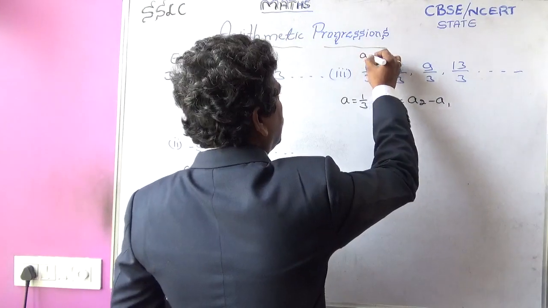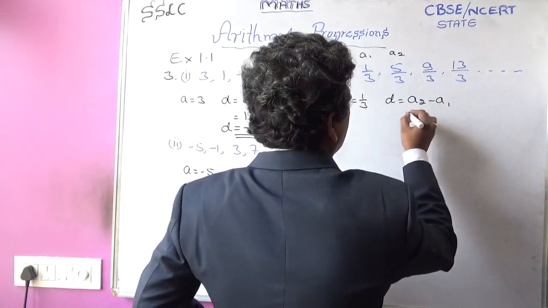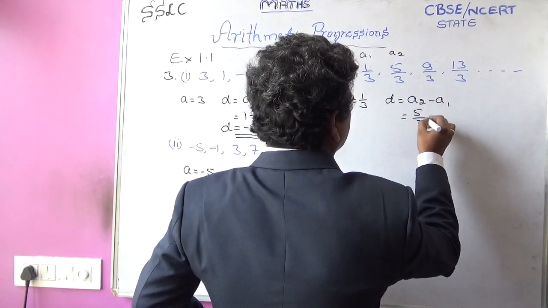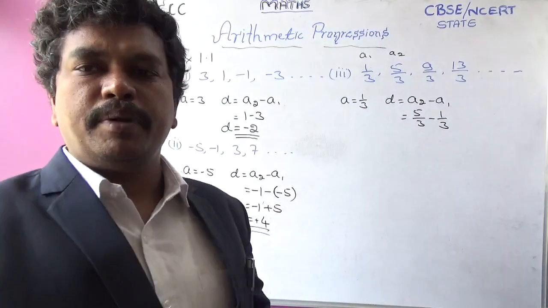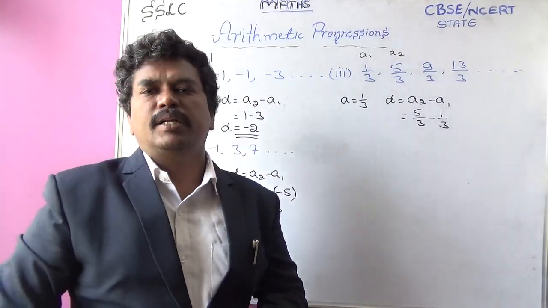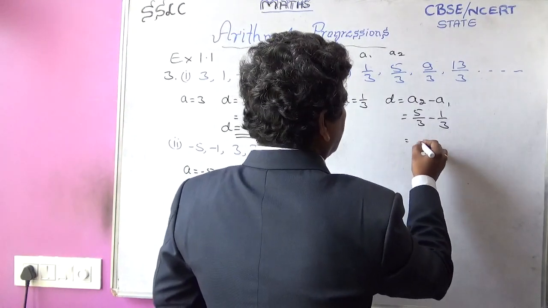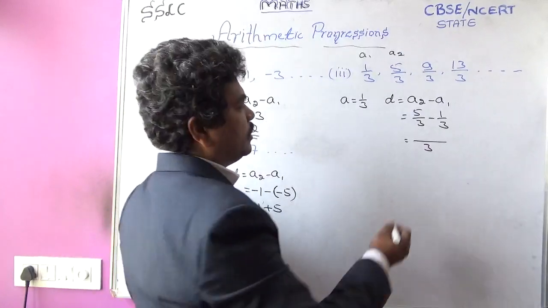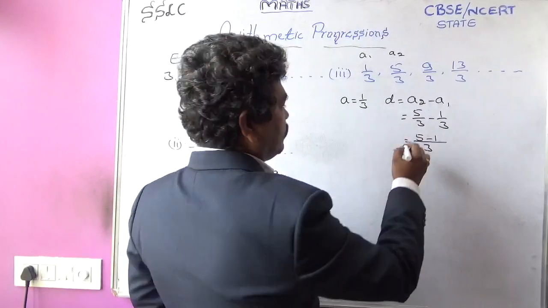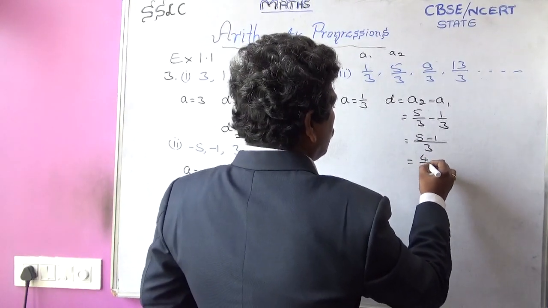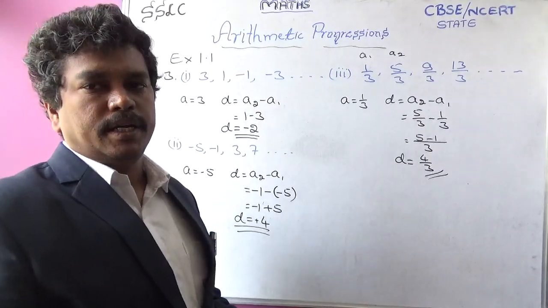This one is A1, A2, A3 and so on. So A2 minus A1 means 5 by 3 minus 1 by 3. Here both the denominators are the same. If the denominators are the same, you can easily solve that one. So you can write the 3 only one time. Then you have to write the denominator as it is. There is no other calculation. 5 minus 1, that gives you 4 divided by 3. So this is the value of D.